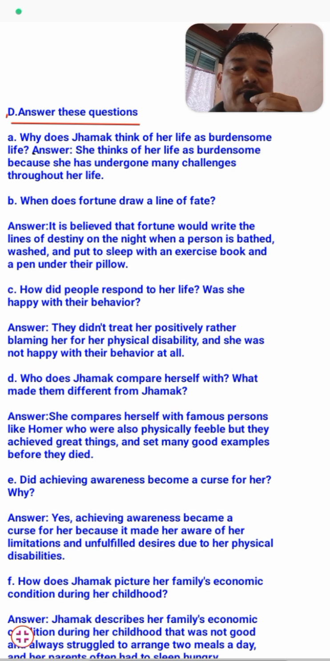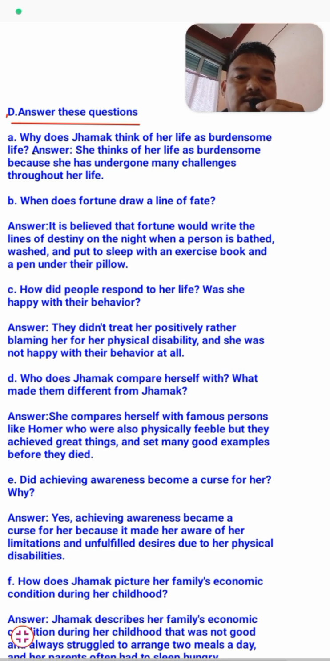And D number, what does Jamak compare herself with? What made them different from her? Answer is, she compares herself with famous people like Homer, who were also physically feeble, but they achieved great things and set many good examples before they died or passed away.